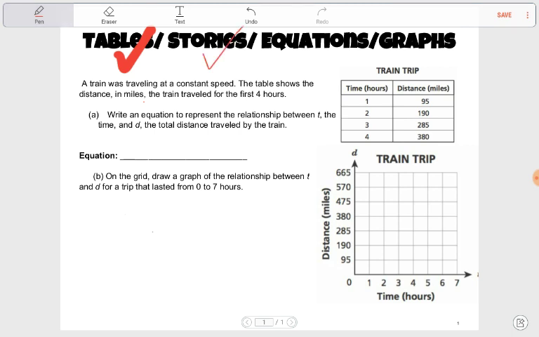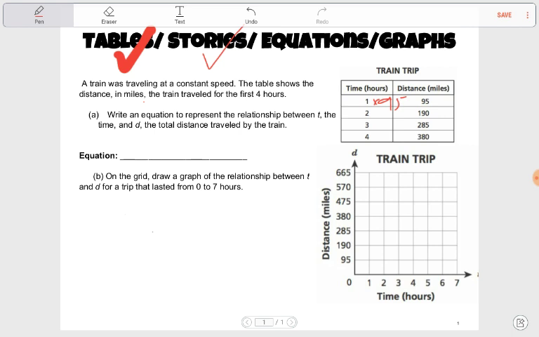So here we see that in 1 hour it goes 95 miles. In 2 hours it goes 190, etc. So it seems like every single hour we're traveling another 95, and that's going to help us to get there. 1 times 95 gives us 95. 2 times 95 gives us 190.